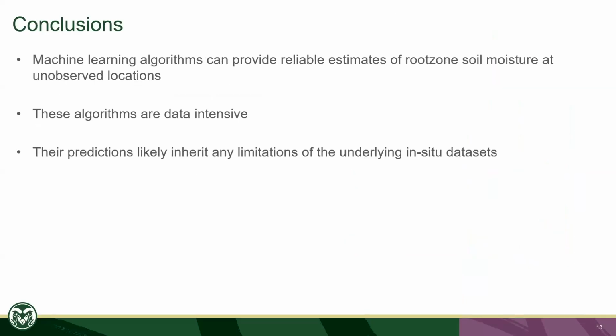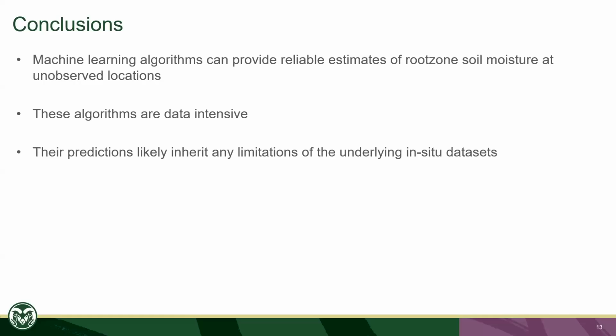So to wrap up, I think the key takeaways from the study, the first is that machine learning algorithms can be very effective at producing reliable estimates of root zone soil moisture at unobserved locations. But there are downsides, and I think the two main ones are, first, these algorithms are very data intensive. So we used 41 predictor variables to make these estimates.